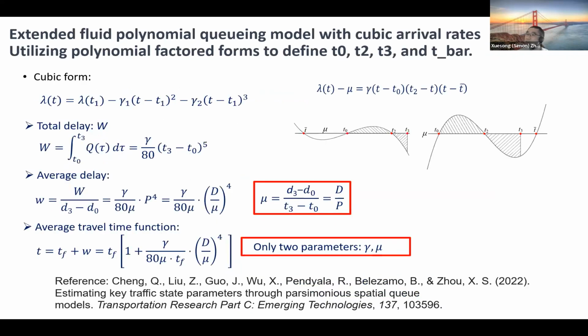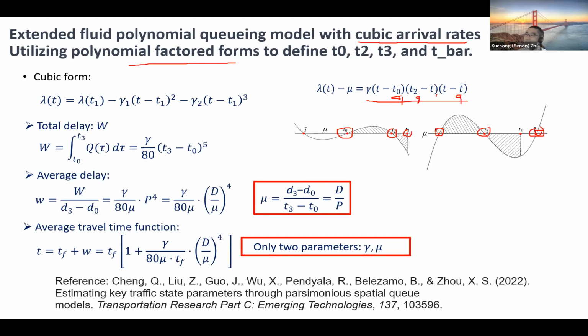So starting a few years ago, we have been working with different researchers, including Dr. Chen and a number of our research partners, trying to extend this fluid Q model with a cubic arrival rate. It's very important for us to look at the factored form. We have T0, T2, and then we define a T3 or a T bar. So in the factored form of the polynomial function, all those important time points are part of this function: T0, T2, and the T bar.